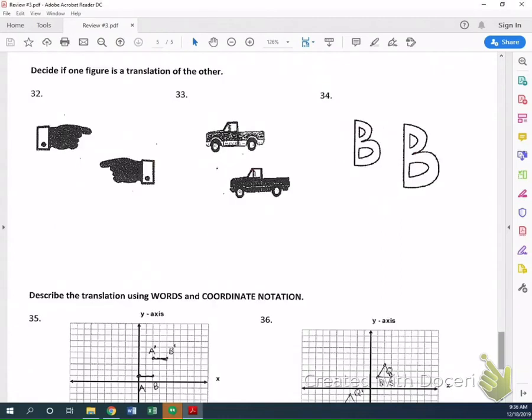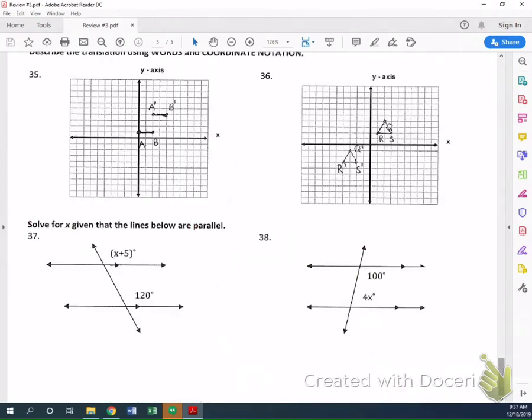Same idea here. Anyone know the answers? It's another no because it's flipped. Yes, it's a slide. No, because the size changed. No, yes, no.